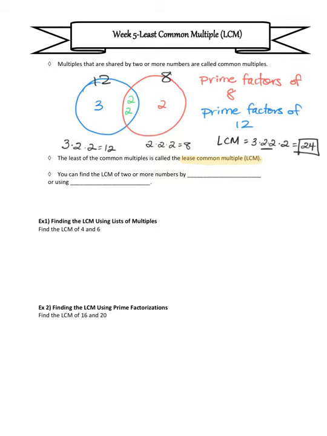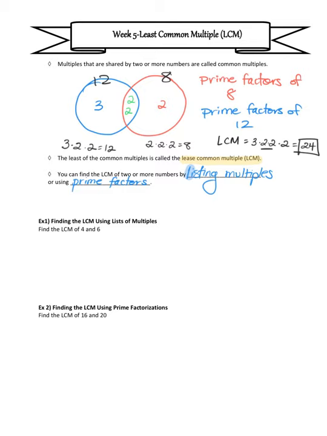Okay, we'll go back to our blue here. So you can find the LCM of two or more numbers by listing multiples, or by using prime factors. Okay, so let's start out by using multiples. We're going to start by looking at finding the LCM of 4 and 6.